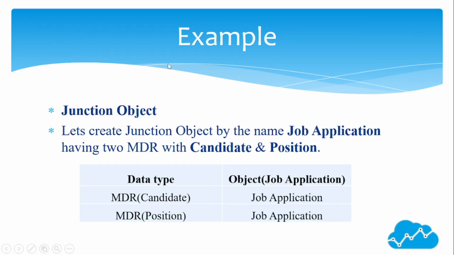So let's see an example for creating the junction object. Let's create junction object by the name job application having two master detail relationship with candidate and position. So job application is the object, and for this object first master detail relationship would be candidate and second master detail relationship would be position. Again, this job application object cannot be master for any other object.